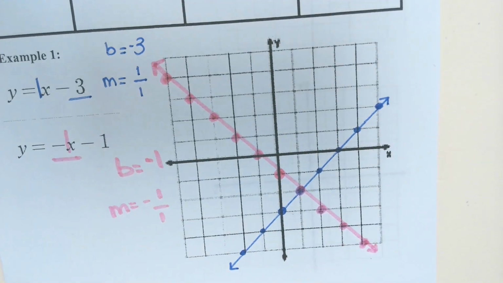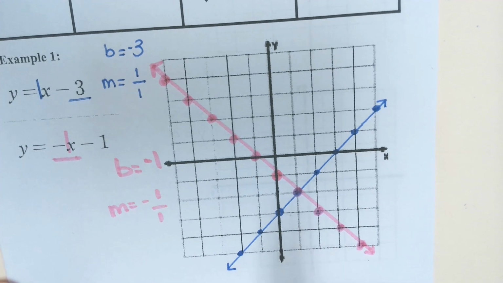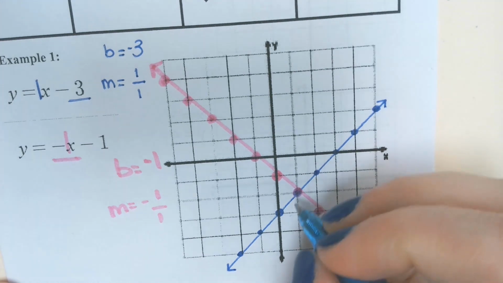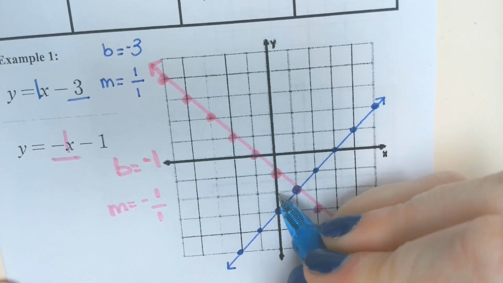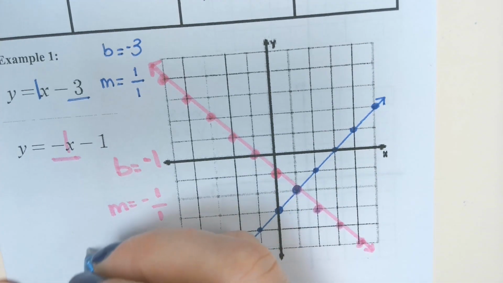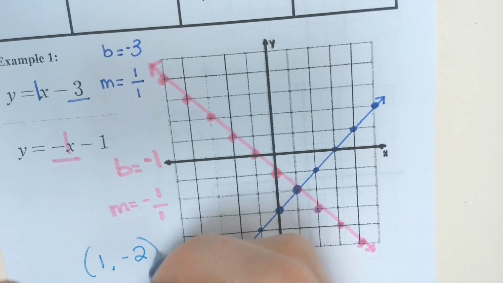So you have a graph, but you need to write what the solution is. The solution is the coordinate pair where they intersect. This coordinate pair, the x is 1. The y would be negative 2. So 1, negative 2.